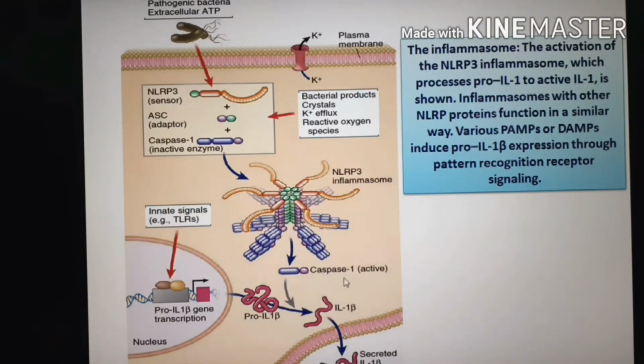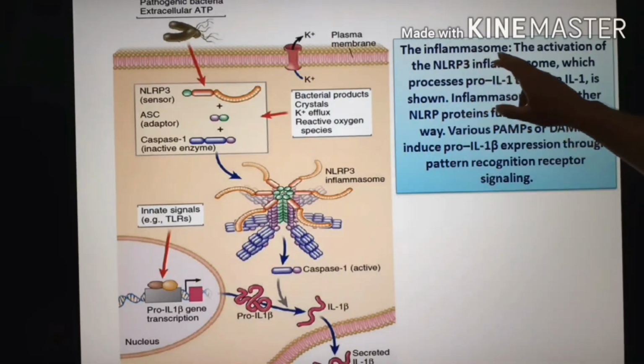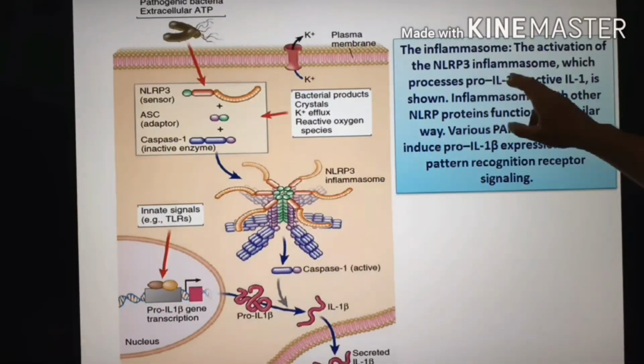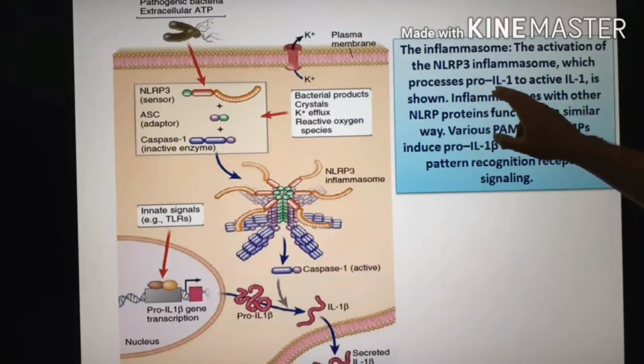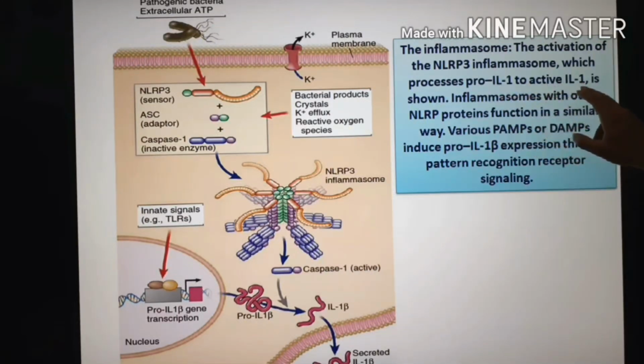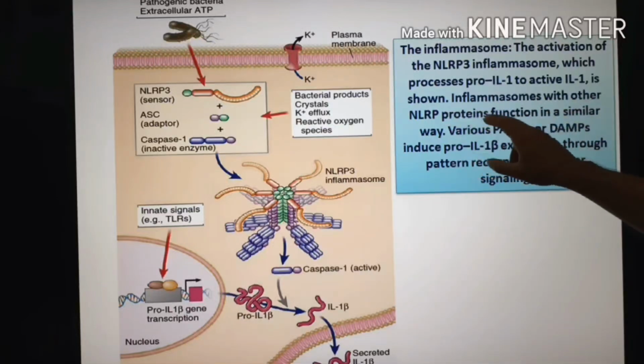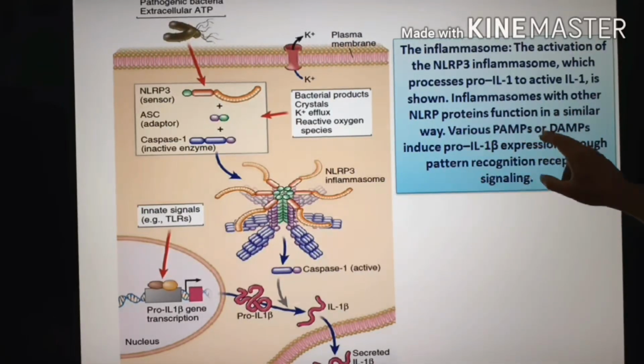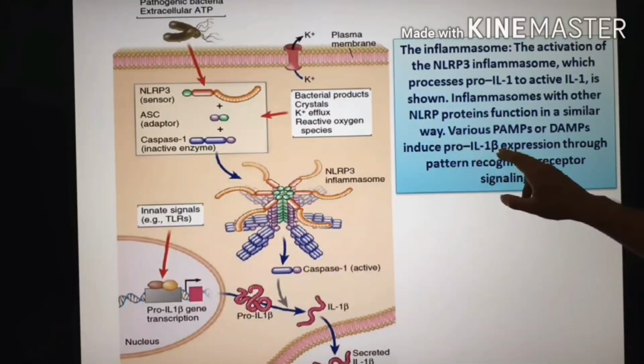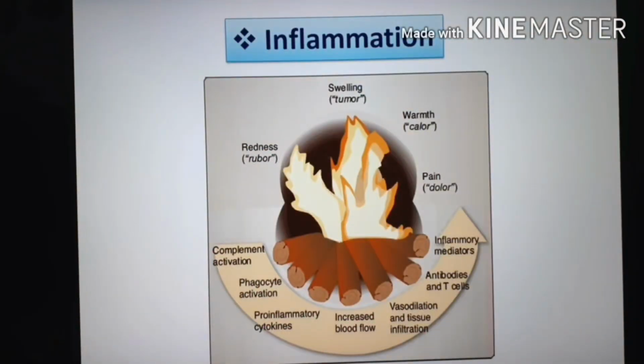and that active caspase-1 cleaves the pro-IL-1 beta, that is inactive or non-functional, to become functional, and this interleukin can induce acute inflammation. The activation of the NLRP3 inflammasome, which processes pro-IL-1 beta to active IL-1, is shown. Inflammasomes with other NLRP proteins function in a similar way. Various PAMPs or DAMPs induce pro-IL-1 beta. So the ultimate result is induction of inflammation.